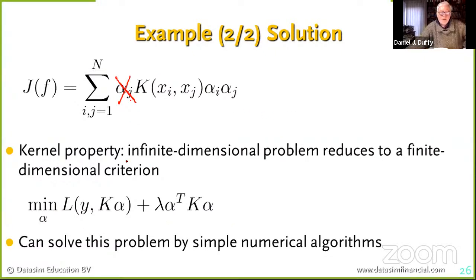But basically, long story short, in this particular approach, because I've only got 35 minutes, the kernel property turns an infinite dimensional problem into a finite dimensional criterion. So it's a minimization of this problem here, plus the Tikhonov lambda multiplied by a quadratic form. We can solve it by simple numerical algorithms. I think Jean-Marc will be talking about how you can solve it using Cholesky decomposition. In other words, a linear solver, not a stochastic gradient method.